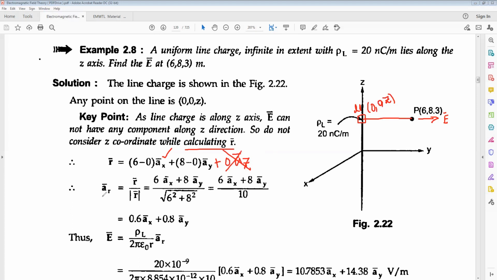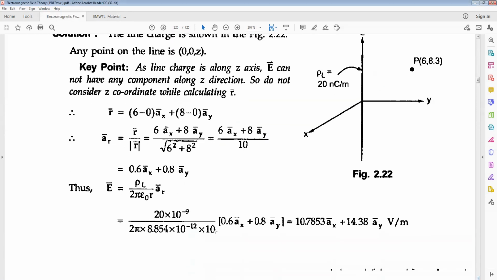Okay. And AR bar is the vector value, 6 ax bar plus 8 ay bar under root of 6 square plus 8 square. You get the 10. 6 square is 36 and 64, under root of 100. 100 is a 10 value. 6 by 10 is 0.6 and 8 by 10 is 0.8. Then you can substitute E bar is equal to rho L. What is rho L given? 20 nano, 20 into the power of minus 9, 2 into pi, epsilon naught is 8.854 into the power of minus 12. And R is here the 10 value.